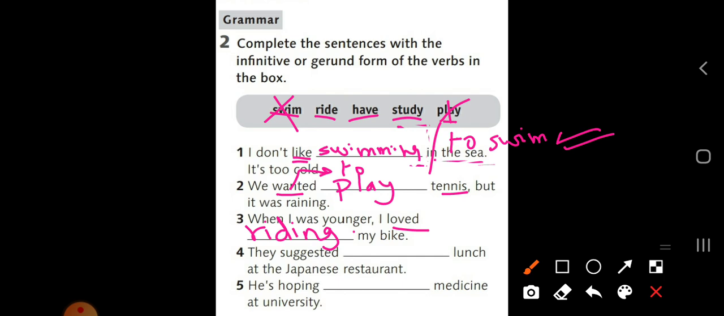They suggested. The verb suggest takes only a gerund after it. Having lunch or studying lunch? Of course, it must be having lunch. The last one, he's hoping. Hope is a verb that is followed by an infinitive. So what is he hoping to? Study. Okay, he is hoping to study medicine at university. Clear?